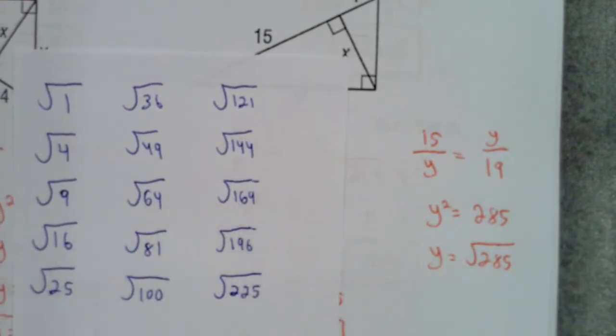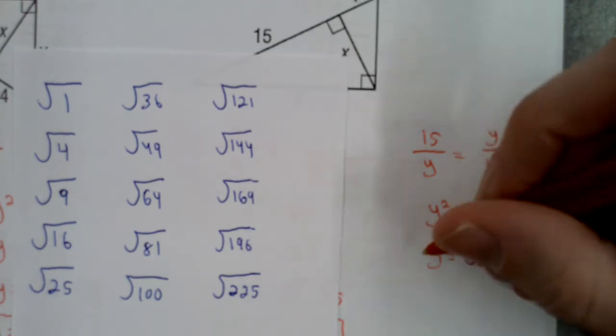And let's see which number from our perfect square list works, if any. There might be none that work. None of them are jumping out at me as working for this one. 4, no. 9, no. 16, no. 25, no. 36, no. I think this one's going to be none of them. Yeah, none of these work. So that means you cannot simplify the square root of 285, so that's the answer.